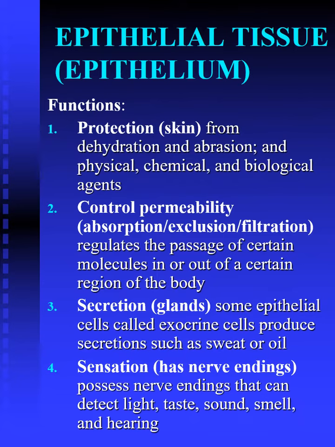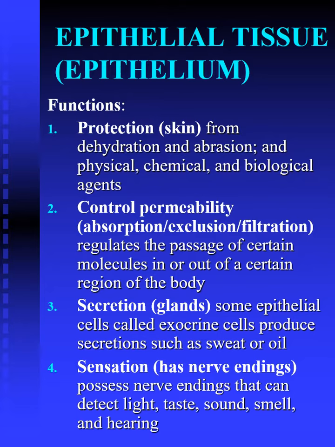The functions of epithelial tissue include physical protection, where epithelial tissue will protect our external surface, such as our skin, as well as internal surfaces, such as our organs. And epithelial tissue will protect from dehydration, from abrasions, as well as any physical, chemical, or biological agents that could cause destruction to our tissues.